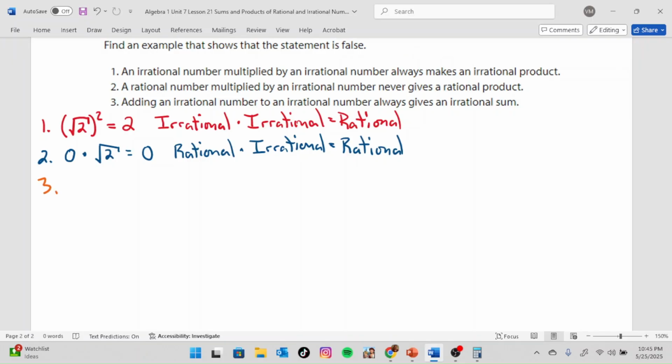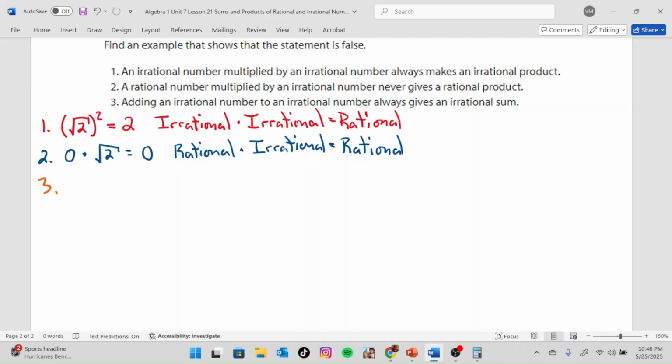For number 3, adding an irrational number to another irrational number always gives an irrational sum. Now, if you look back at number 2, you'll notice that there is what we might call a special case rational number, and that is 0. And we're going to borrow that to answer number 3.